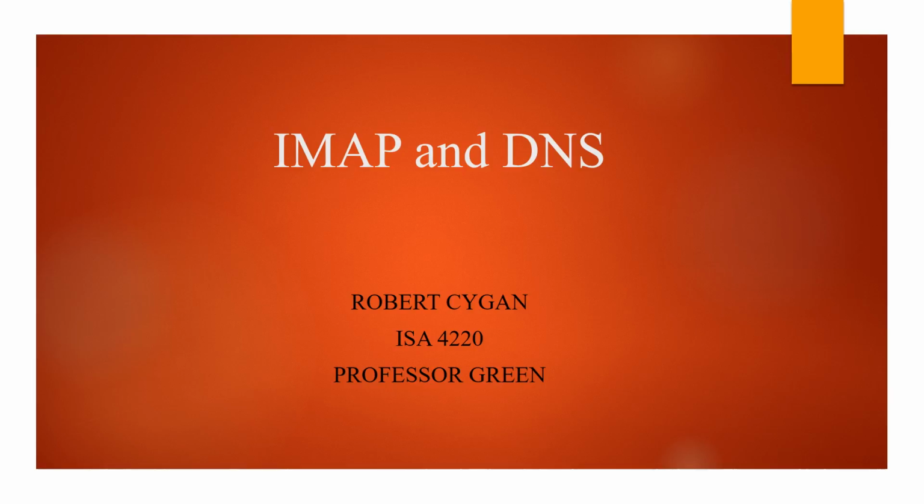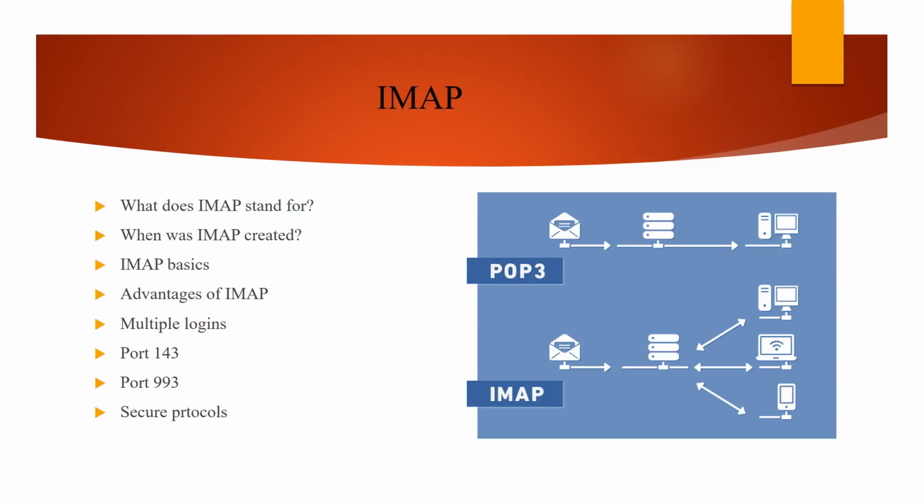Today we're going to be talking about IMAP and DNS. Alright, what is IMAP? IMAP is the Internet Message Access Protocol. It is the go-to choice for most people these days for a mail protocol.